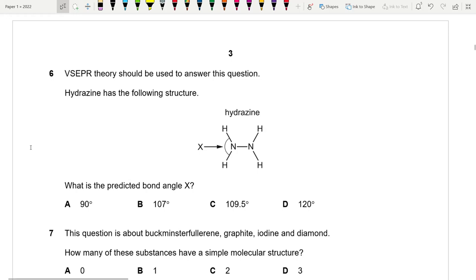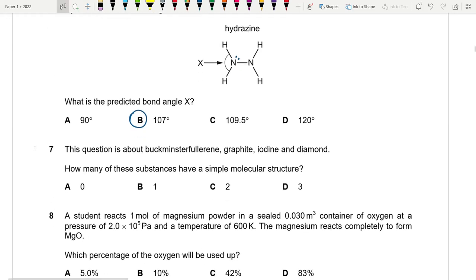VSEPR theory should be used to answer this question. Ammonia has the following structure. What is the predicted bond angle? So this nitrogen is sp3 hybridized, but it has one lone pair. As a result, for 4 bond pairs it would be 109.5, but due to the increased repulsion, it decreases by a bit and becomes 107 degrees.